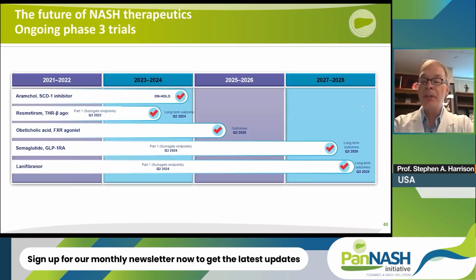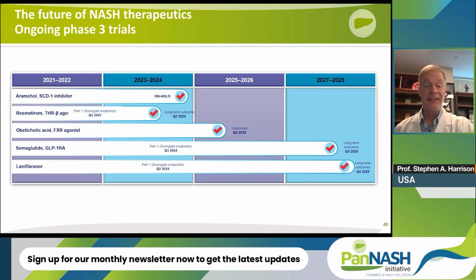So let's briefly touch on when and where we anticipate these phase 3 trials reading out. As I mentioned already, Aramchol is on hold. Resmetirom is anticipating a readout, not Q3, shifted to the right there, but in Q4 of this year, with long-term outcomes anticipated sometime between Q2 and Q3 of 2024.